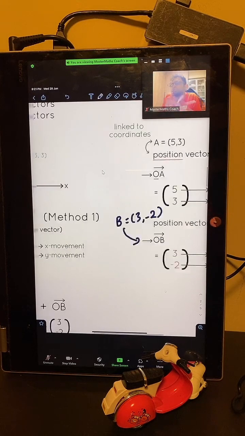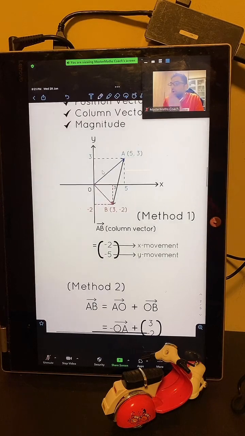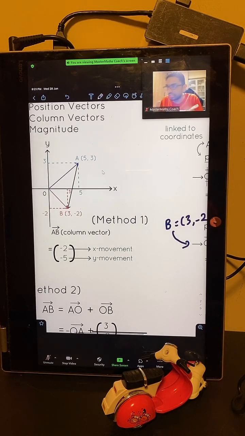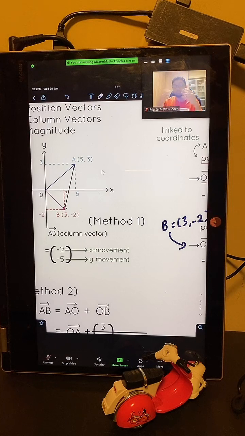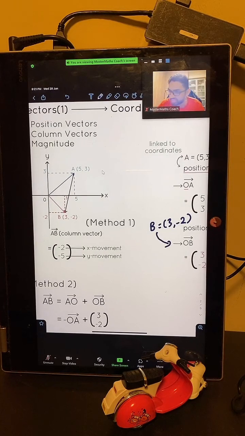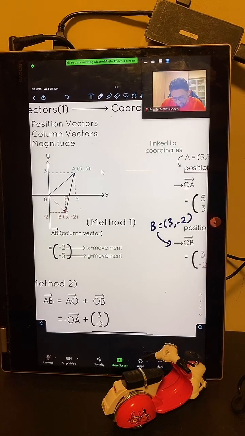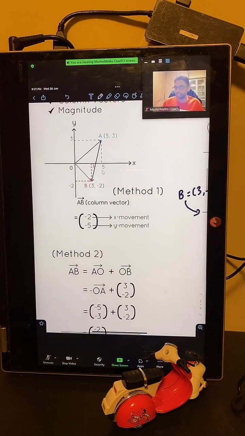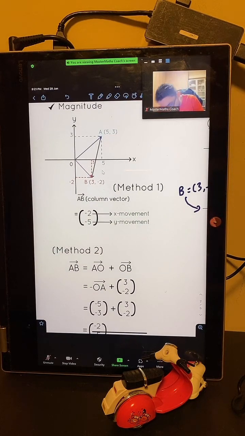Now, so that is position vector. Position vector always starts from the origin. That is pretty clear for us. Let's move on, friends, to another type of vector, for example a column vector. Let's say you have a non-position vector, which is just a general column vector, AB.